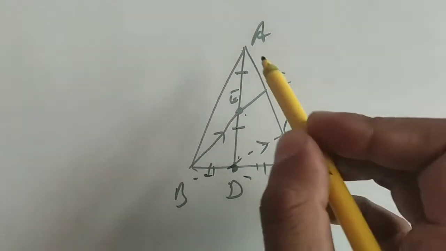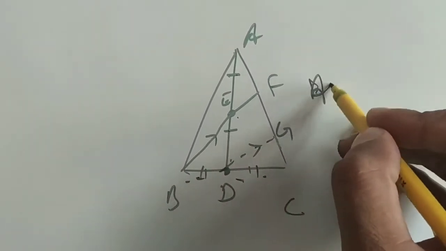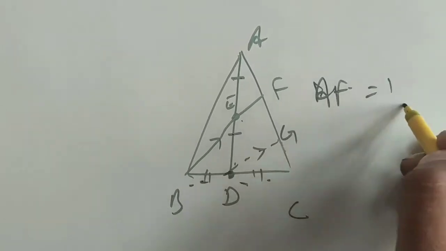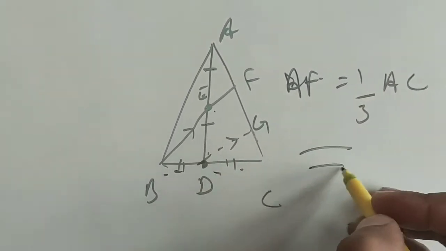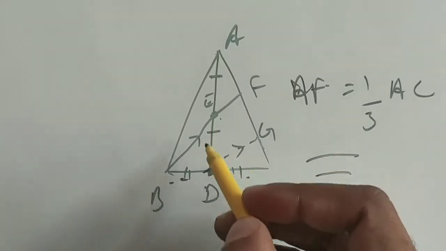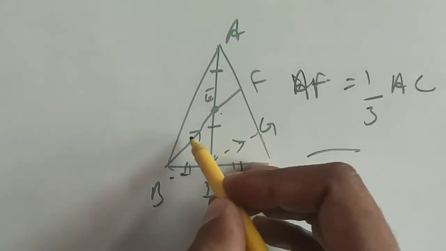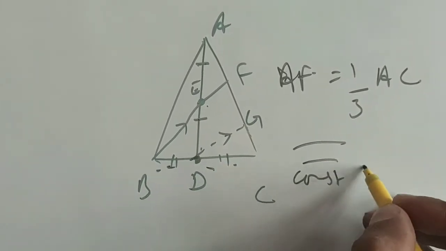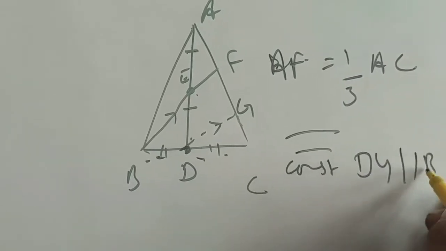We need to prove that AF will be 1/3 of AC. We need to prove AF as 1/3 of AC. Now we have a construction, DG parallel to BF. The construction that we have done is DG parallel to BF.